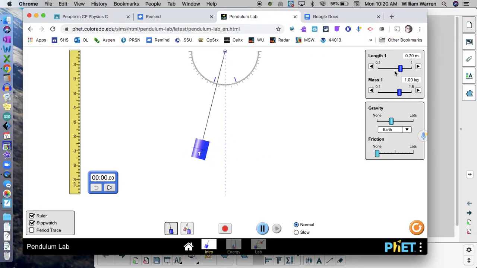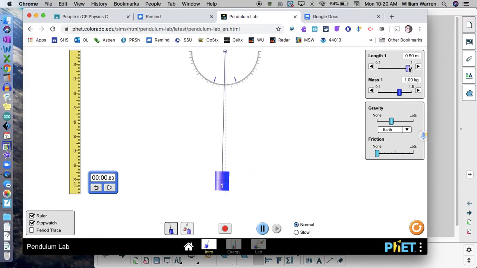Hopefully you experimented with this, and when you made the pendulum shorter, it had a much lesser period and a much higher frequency. So now it's taking much less time to go back and forth. Start, stop, I don't know, like 0.8 seconds or something.